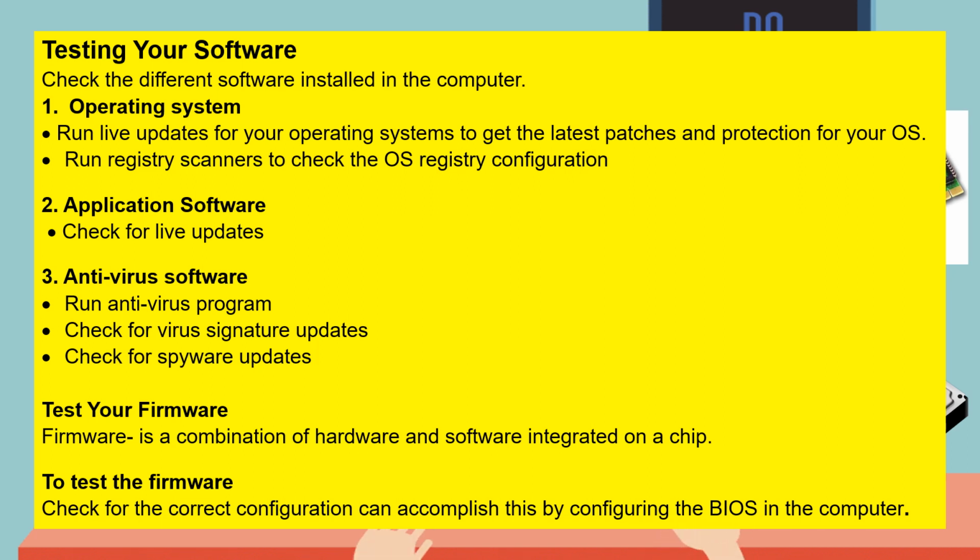Test your firmware. Firmware is a combination of hardware and software integrated on a chip. To test the firmware, check for the correct configuration. You can accomplish this by configuring the BIOS in the computer.